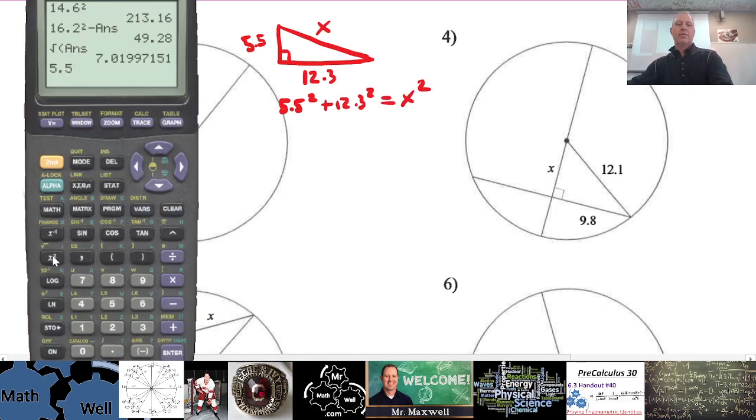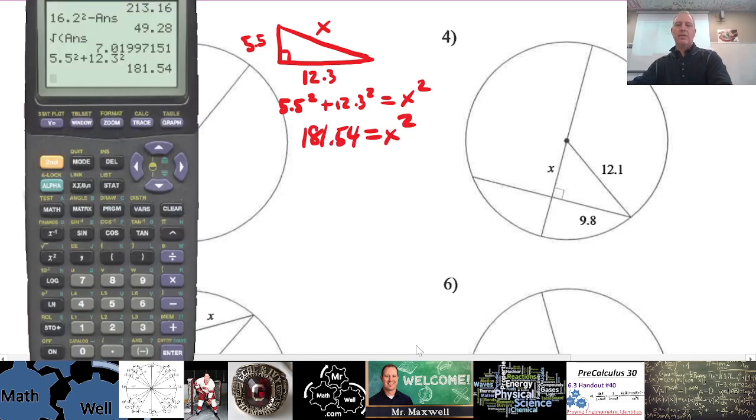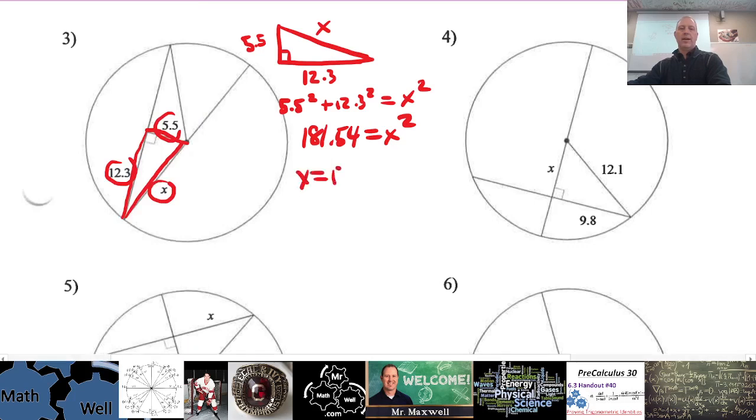So 5.5 squared plus 12.3 squared equals 181.54, and that equals x squared. So I am going to have to take the square root of this answer. Hopefully you did this as well. Did you get 13.5 for a final answer? Excellent. I'm seeing lots of heads nodding, so that's great.